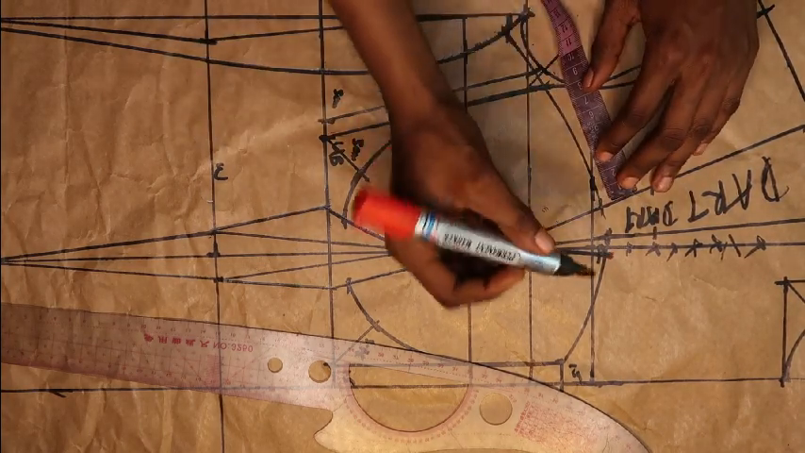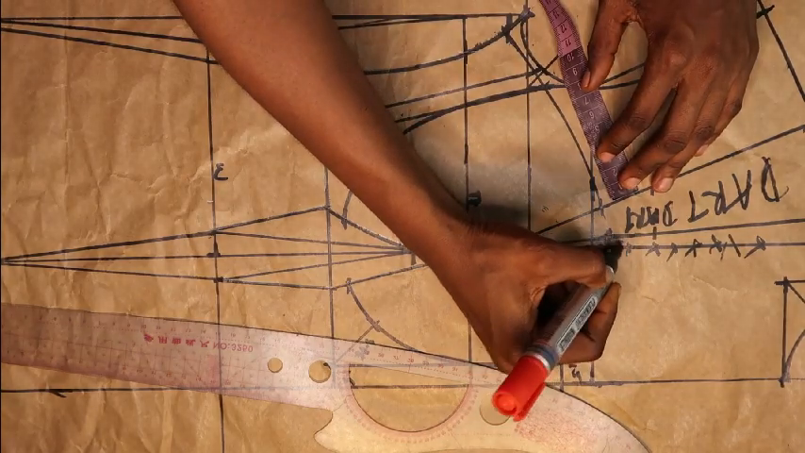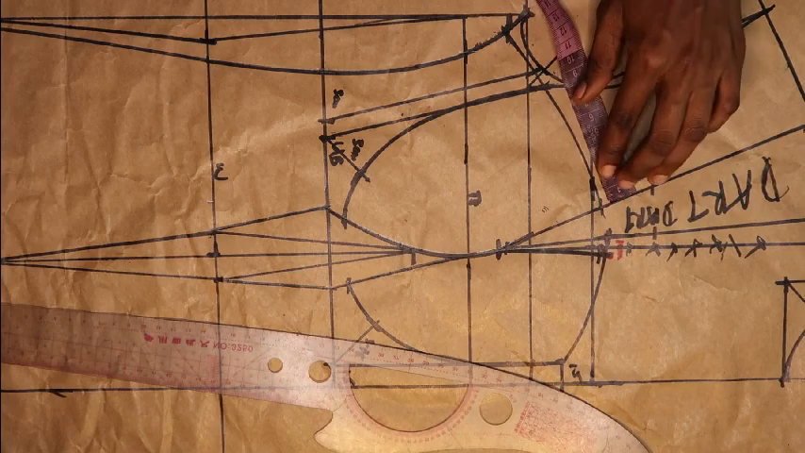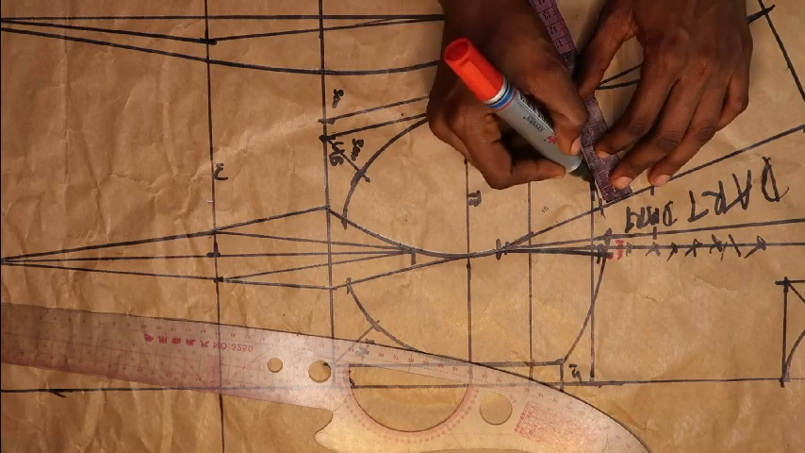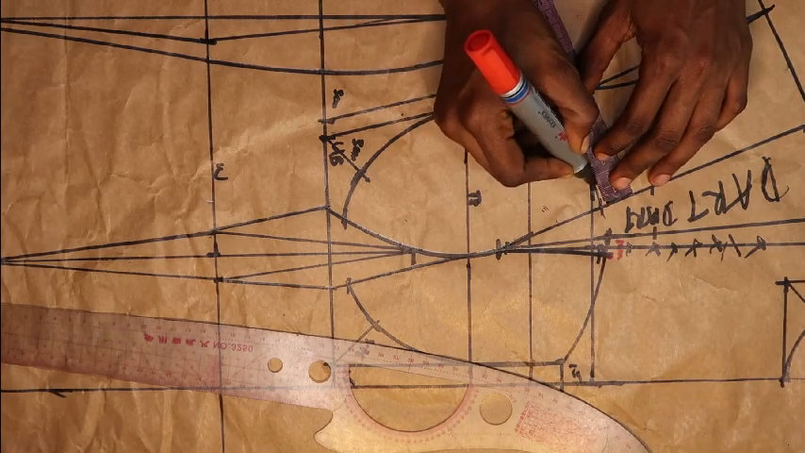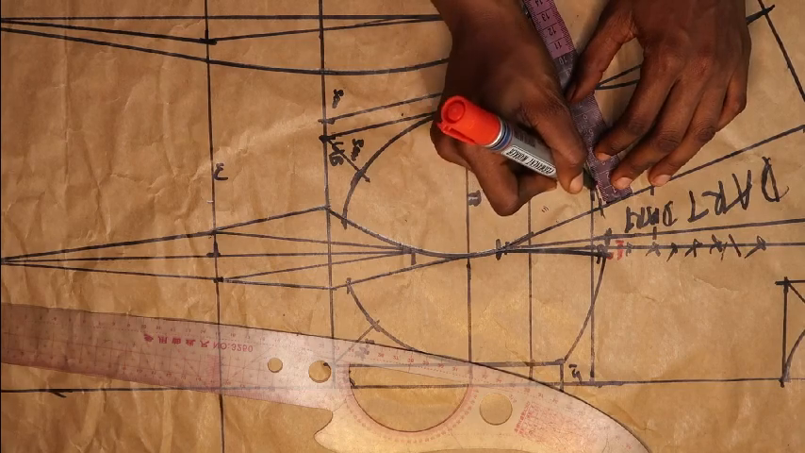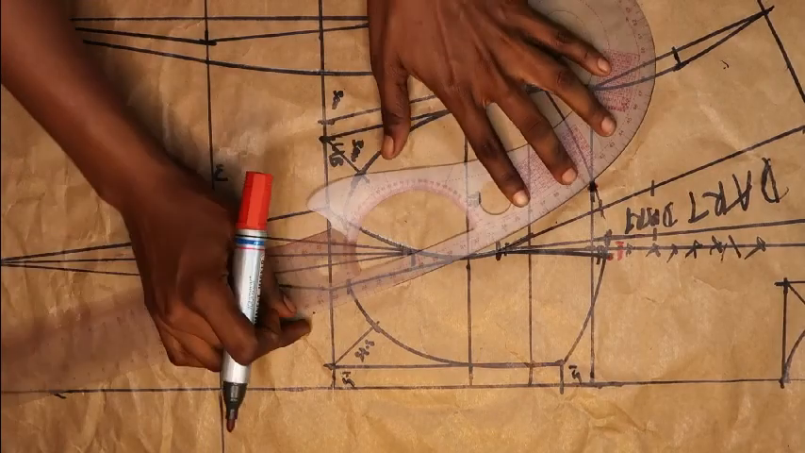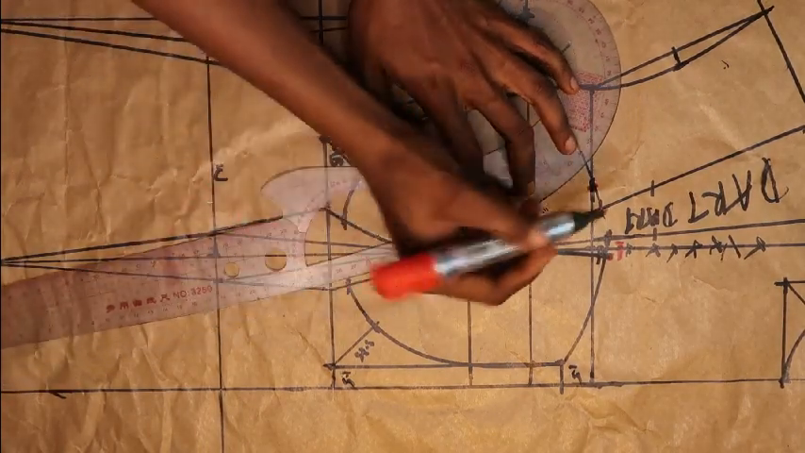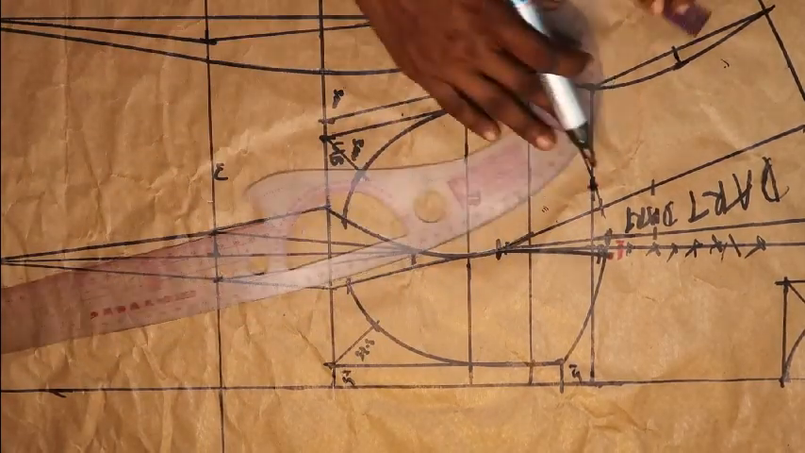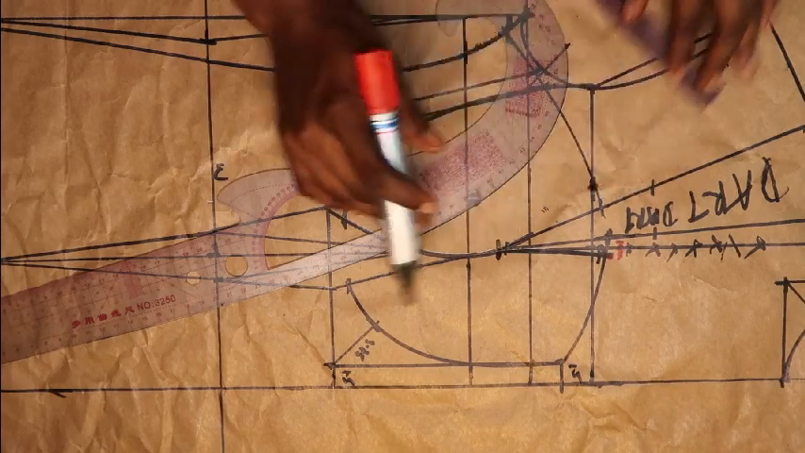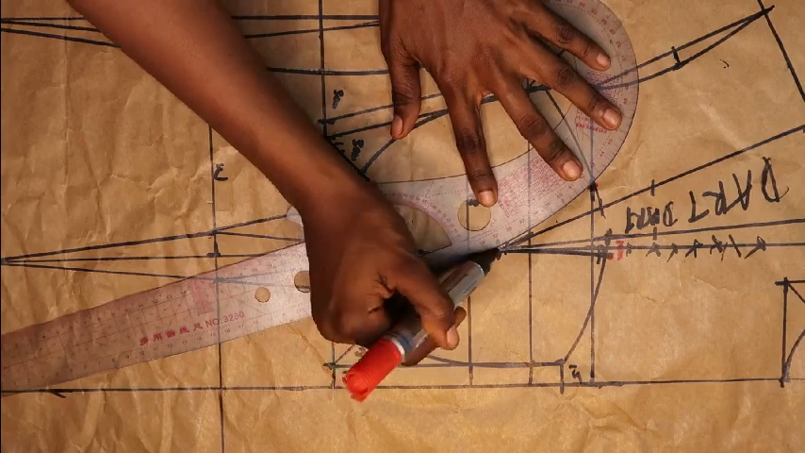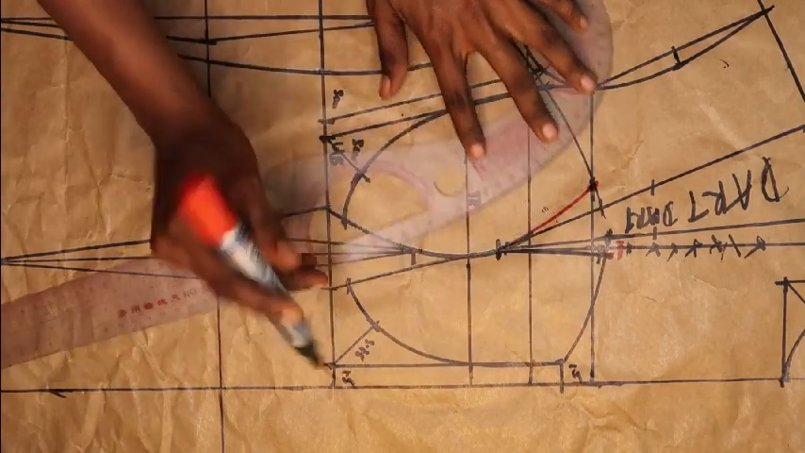So for the tightening, what I did here was 1 cm. For this part, I'm going to do 1.5 cm. For this part, we're going to mark 1.5 cm and do the tightening. You take your French curve and connect that 1.5 cm down to this point.